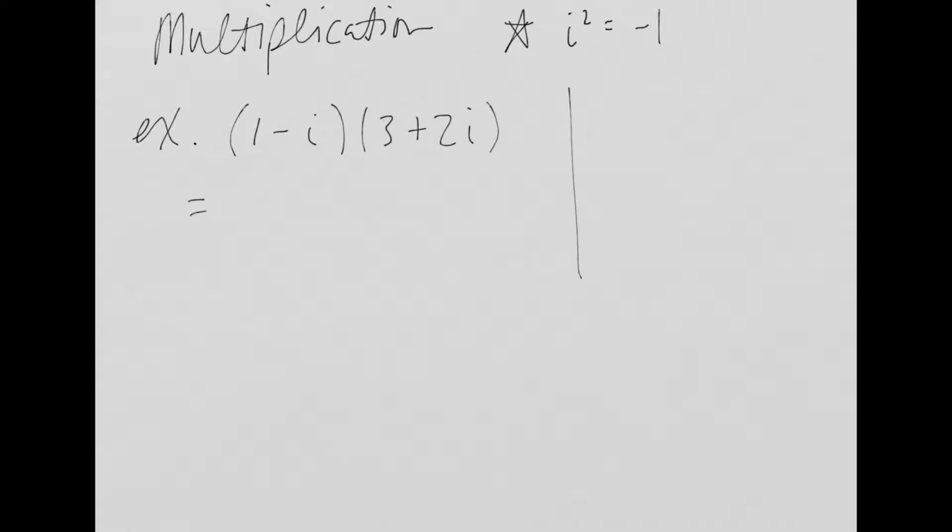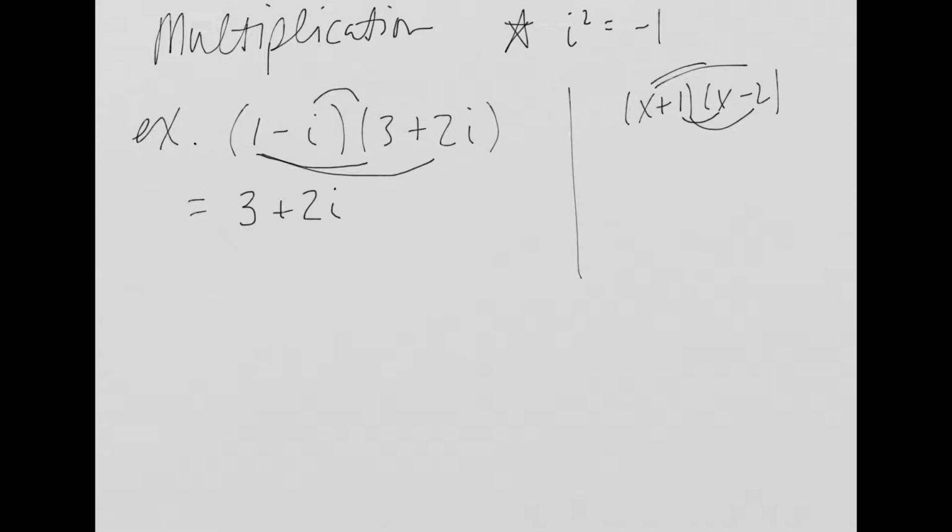If you want to think of this kind of as to the side, and I said multiply x plus 1 times x minus 2, what would you do? Well, you would distribute the x to both terms, then you distribute the 1 to both terms, and you would simplify. It's not any different. First thing I'm going to do is distribute this 1. So if I distribute that 1, I'll get 3 plus 2i. So far, so good. Now I'm going to distribute this negative i, so I get minus 3i.